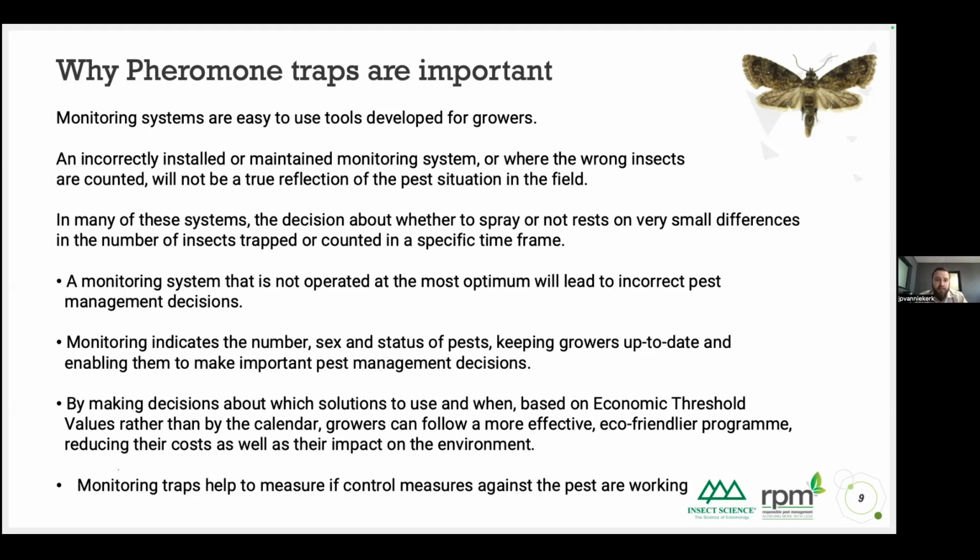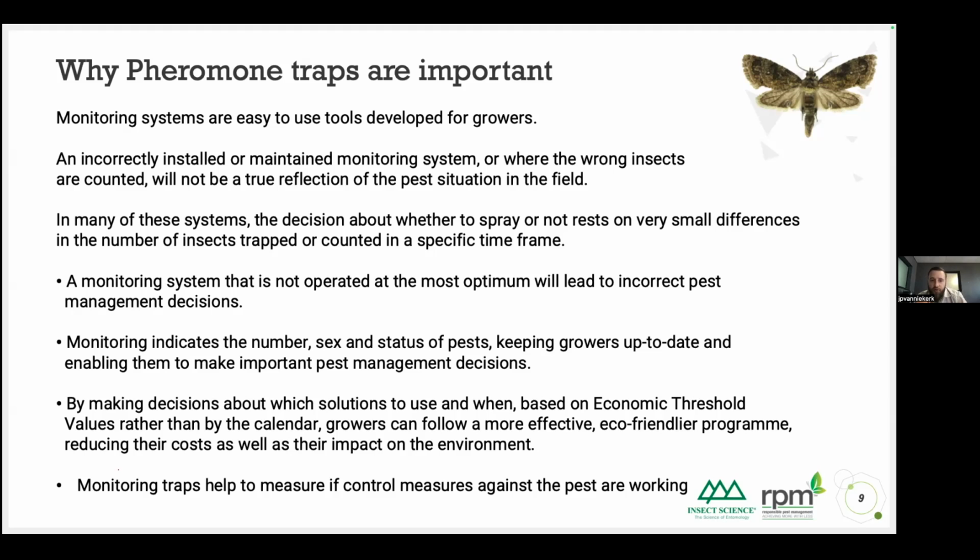In many of these systems, the decisions about whether to spray or not rest on very small differences in the numbers of insects trapped or counted in a specific time frame. So a monitoring system that is not operated at its optimum will lead to incorrect pest management decisions. Monitoring helps you indicate the number, the sex, and status of the pest, which helps you keep up to date and enables you to make important pest management decisions throughout the season or throughout your crop cycle.